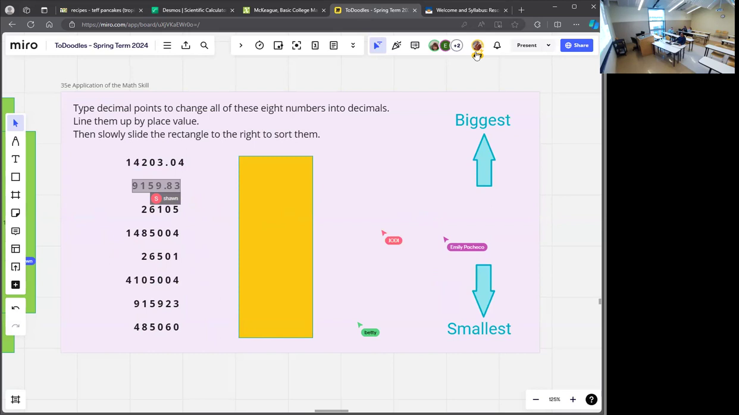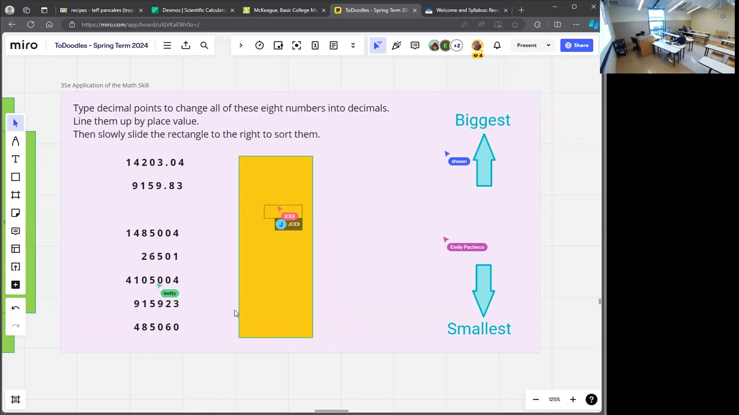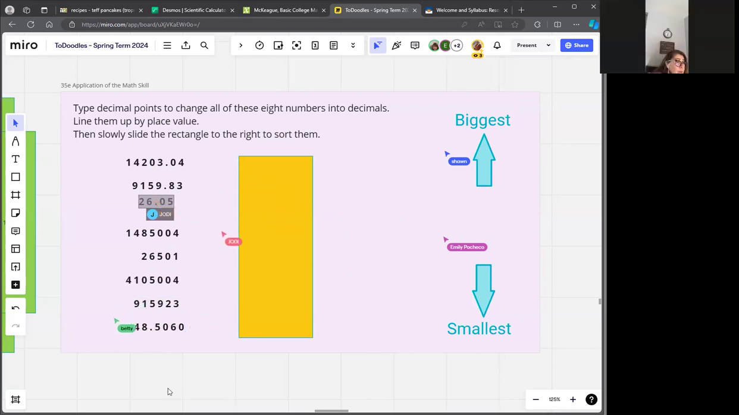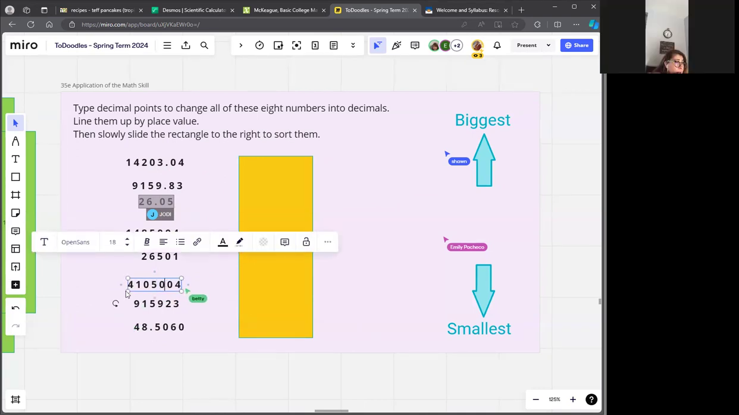So if Sean is working on that one, then somebody else do the third one and like that. Don't all do the same ones. Put the decimal points wherever you want. Oh, don't hide them yet. First, we're just putting the decimal points in all of them. So if you double click on it, then you can edit it.